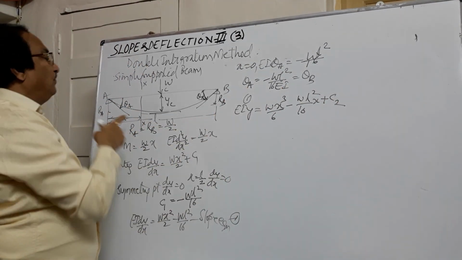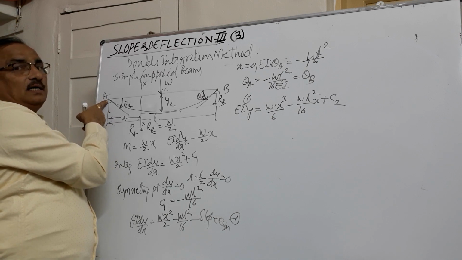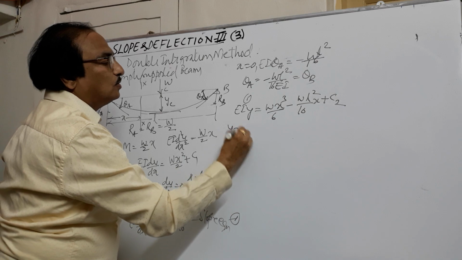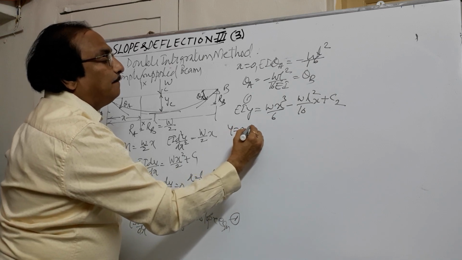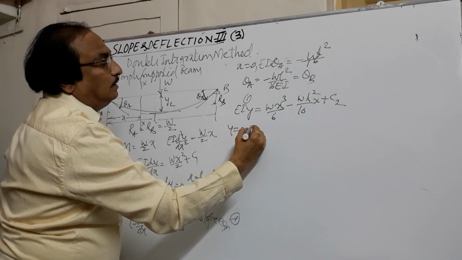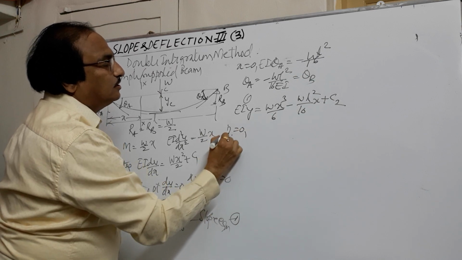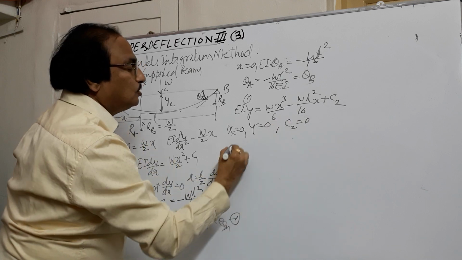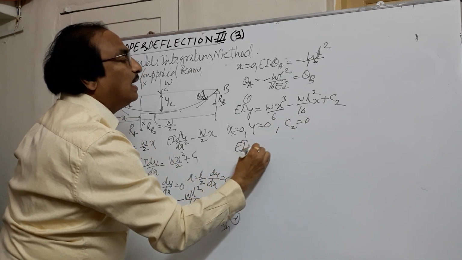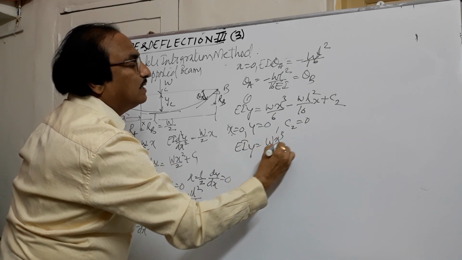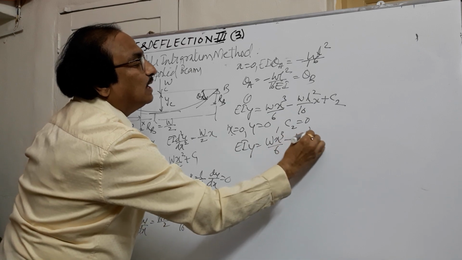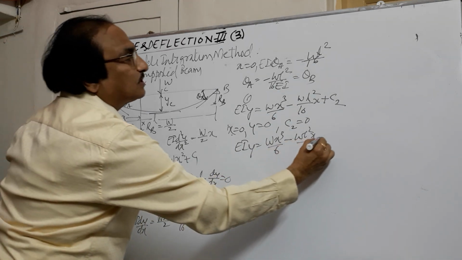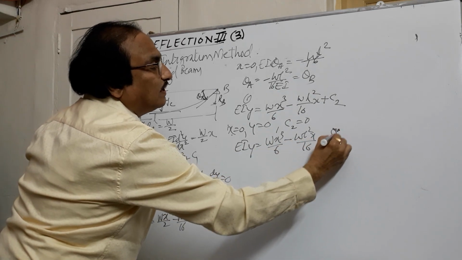Now we'll come to deflection. We want C2. We know at A the deflection is 0, but theta is not 0. When x is equal to 0, y will be equal to 0. So you get C2 equal to 0. So EI into y is equal to Wx cube by 6 minus WL square x by 16. This C2 will be 0. This equation we call the slope deflection equation.